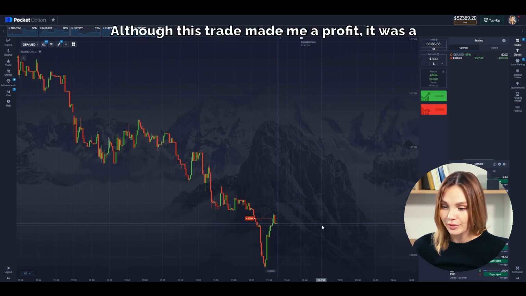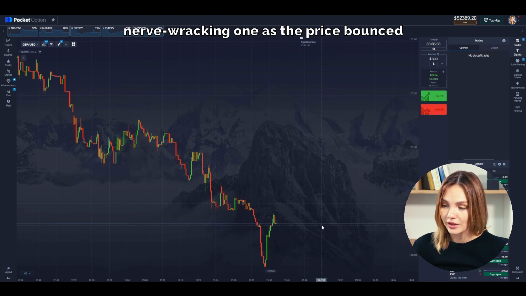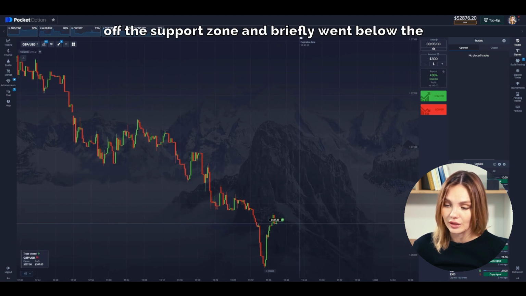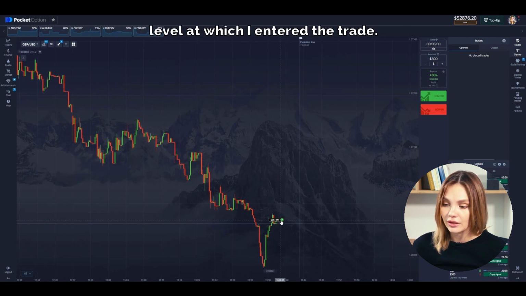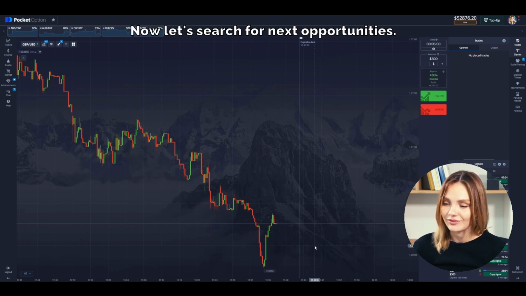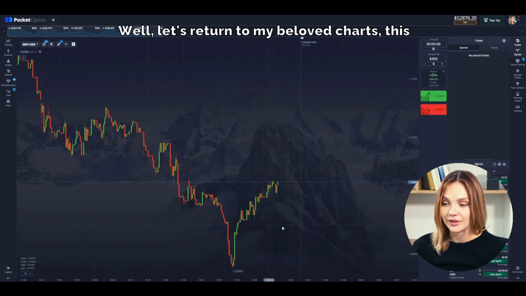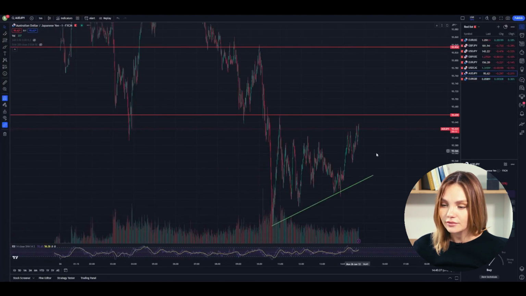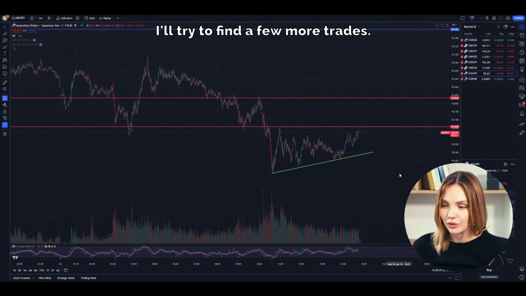Although this trade made me a profit, it was a nerve-wracking one as the price bounced off the support zone and briefly went below the level at which I entered the trade. But profit is profit. Now let's search for the next opportunities. Well, let's return to my beloved charts, this time in black color. I'll try to find a few more trades.